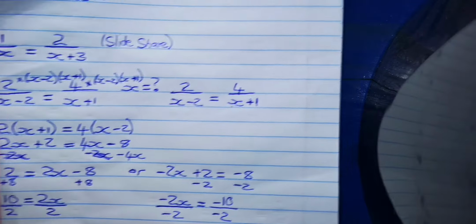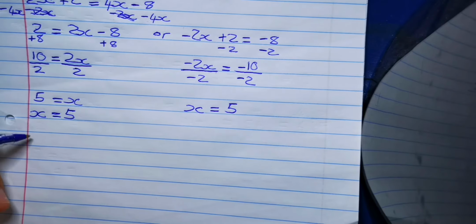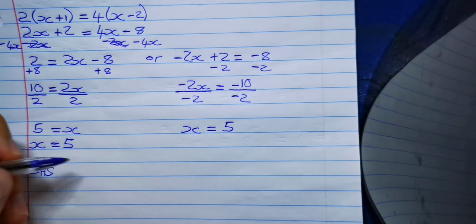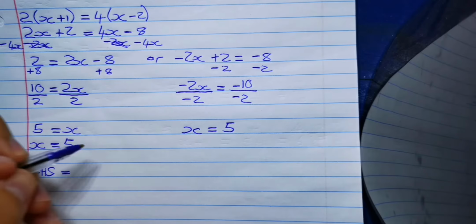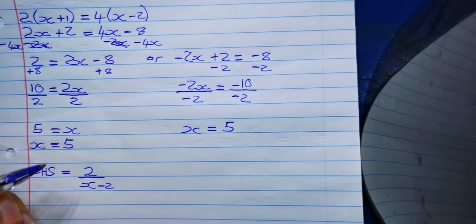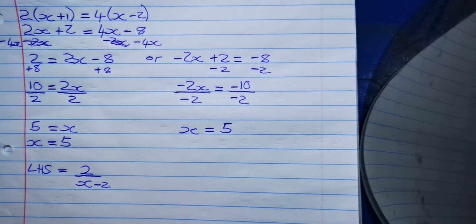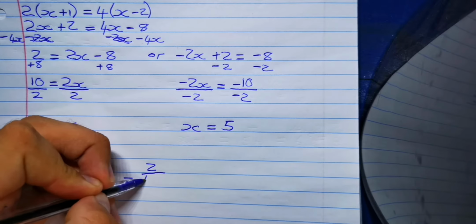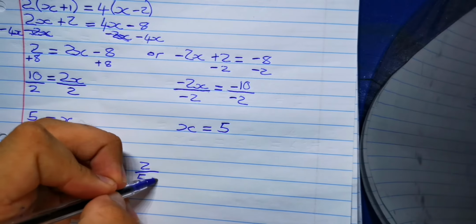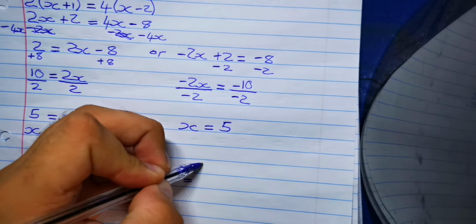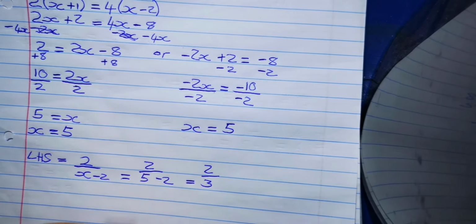So what I'm going to do is take the left hand side. The left hand side was equal to 2 divided by x minus 2. So now our x is equal to 5. So you say it's 2 divided by 5 minus 2. So we have 2 divided by 3.